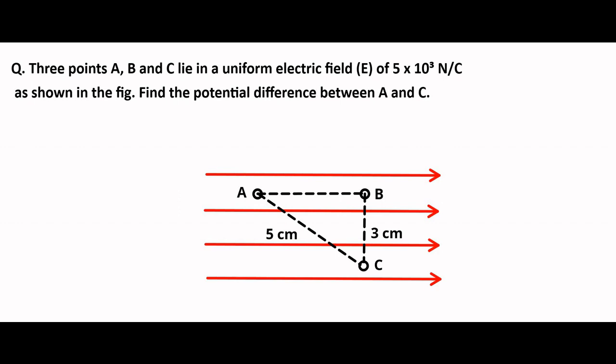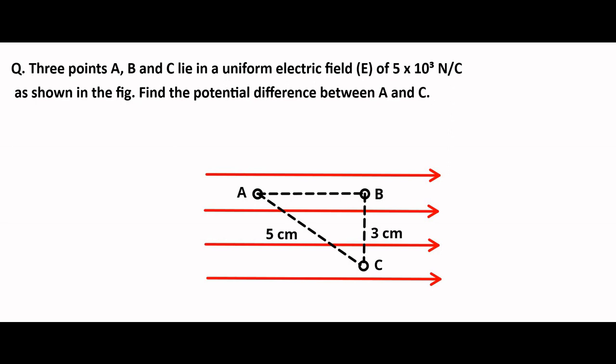So here is another question on electric potential. It is given that three points A, B and C lie in a uniform electric field of magnitude 5 into 10 to the power 3 Newton per coulomb as shown in the figure. Find the potential difference between A and C. Okay, so here we have to find the potential difference between A and C.